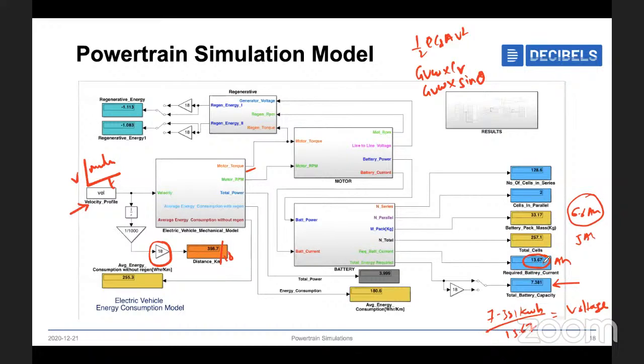So you'll be selecting the cells, and based on that you'll get the number of cells connected in parallel and series. Okay, and if you multiply these two, you'll get the total number of cells, and you'll have a cell mass which is defined by the cell manufacturer. So if you multiply with that, you'll get the battery pack mass. Okay, so this is what we are getting, and this is a regenerative strategy.